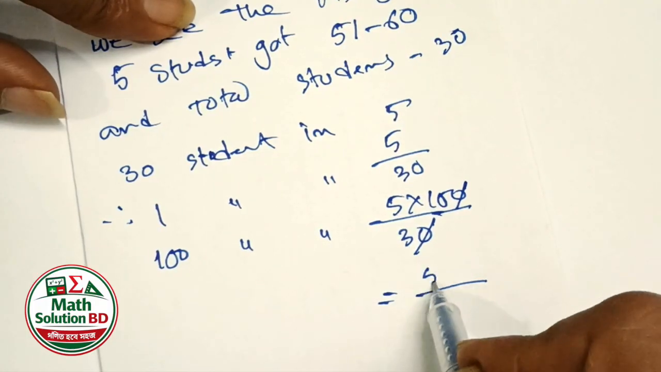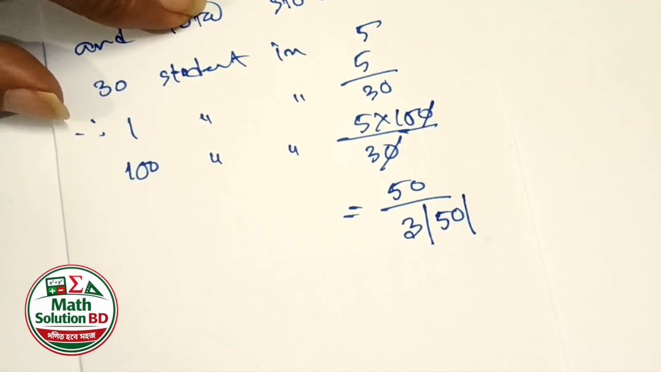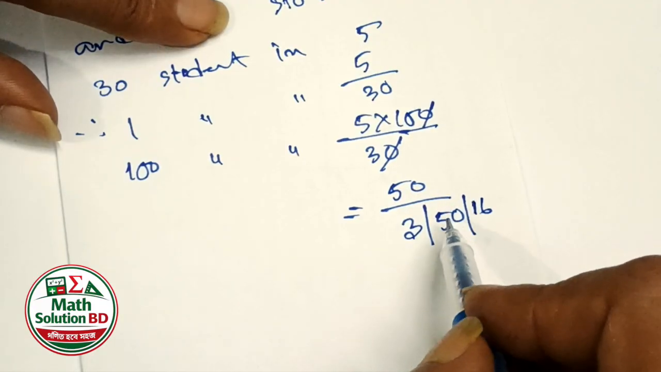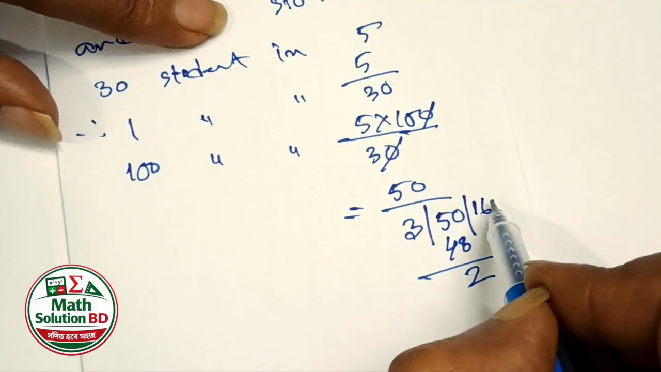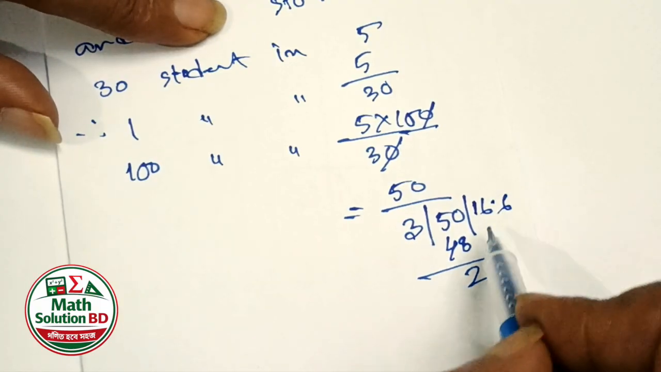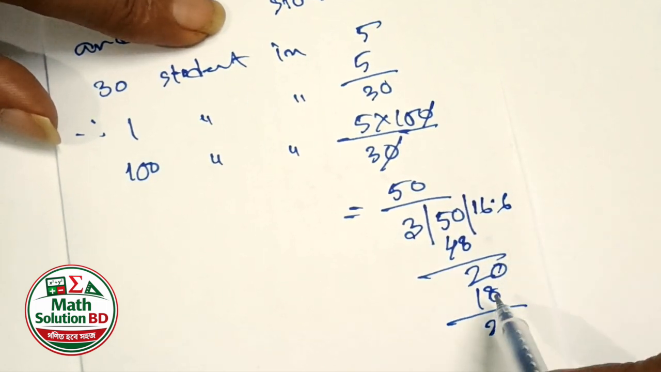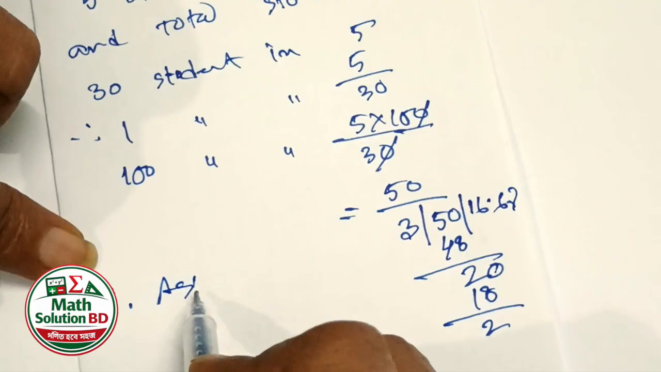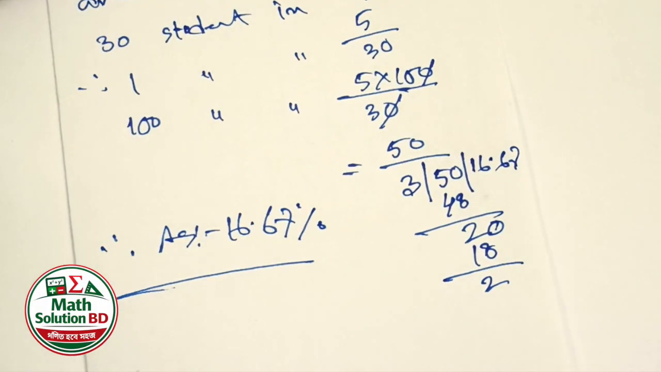If we divide it by 50, that means 16, actually 48, 2.06, 18 2, this is 7. Okay, the answer is 16.67%. Okay, thank you.